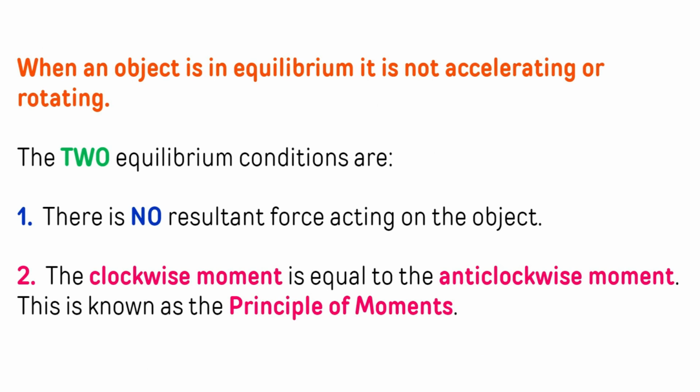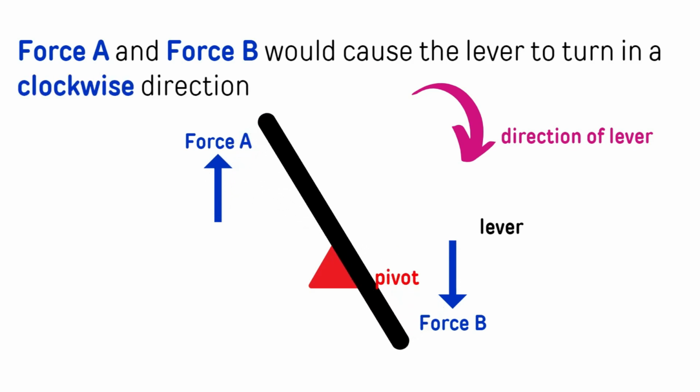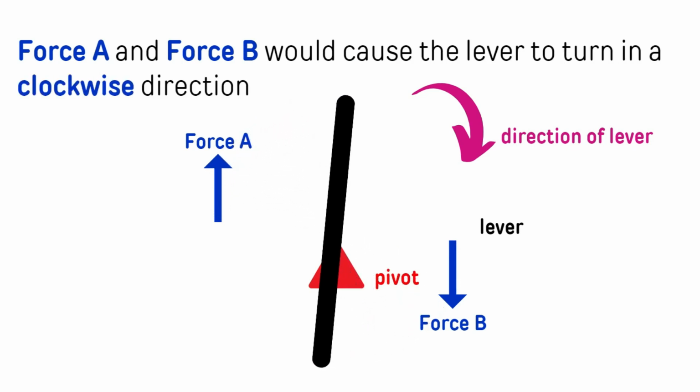When an object is in equilibrium, it is not accelerating or rotating. The two equilibrium conditions are: 1, there is no resultant force acting on the object, and 2, the clockwise moment is equal to the anti-clockwise moment. This second point is referred to as the principle of moments. Force A and force B will cause the lever to turn in a clockwise direction.